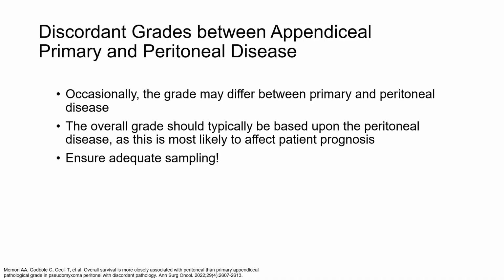Occasionally we encounter a situation where the histologic grade is different between the primary and peritoneal disease. In this setting, the overall grade should typically be based upon the peritoneal disease, as this is the most likely to affect patient prognosis. And of course, we want to ensure adequate sampling both in the main tumor and in any peritoneal metastases.